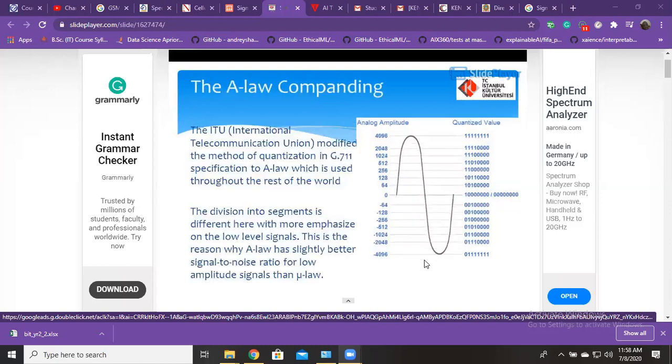The ITU, International Telecommunication Union, modified the method of quantization in the G.711 specification to A-law, which is used throughout the rest of the world. The division into segments is different here, with more emphasis on the low-level signals. This is the reason why A-law has slightly better signal-to-noise ratio for low-amplitude signals than mu-law.